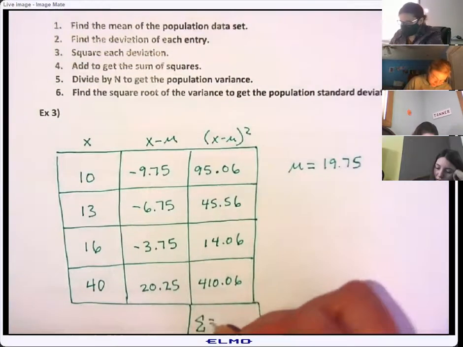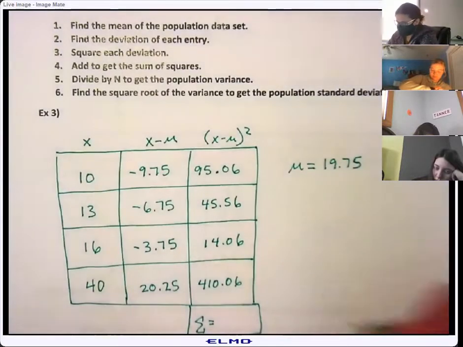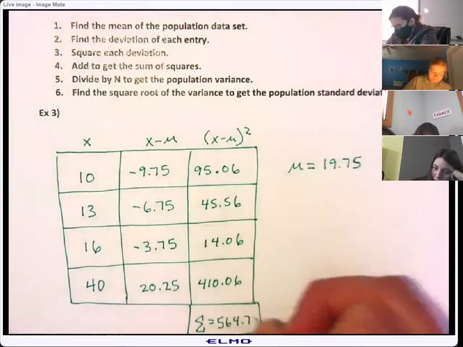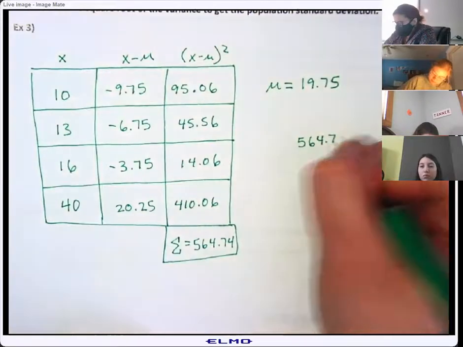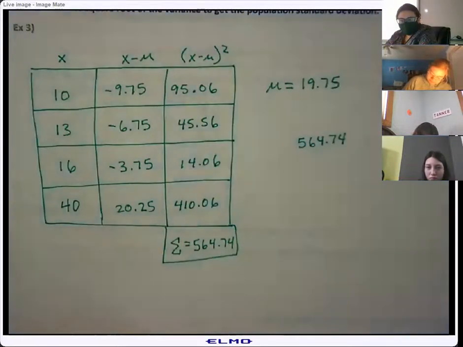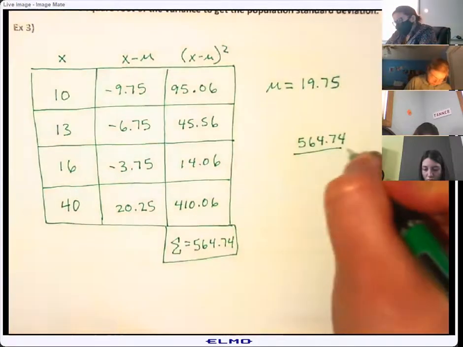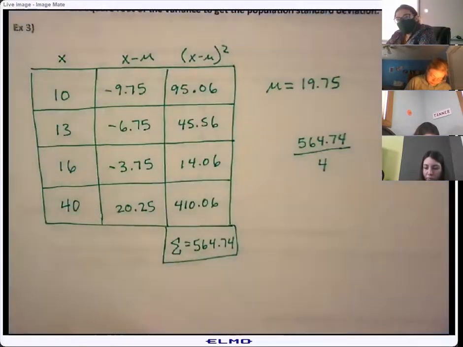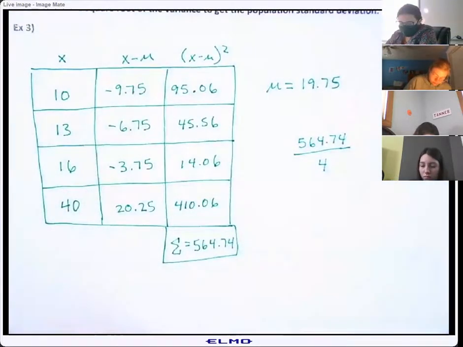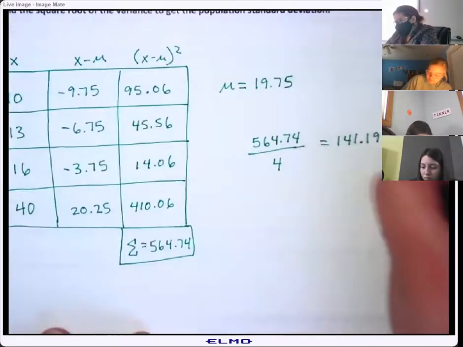And then we add them up. Can somebody confirm they got the same numbers I did? Anybody get the same numbers I did? Okay. And you divide that number by four because we have four numbers. That gets you 141.19, and that is the variance.